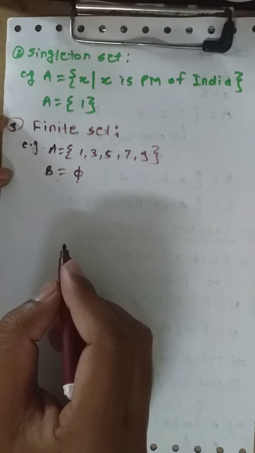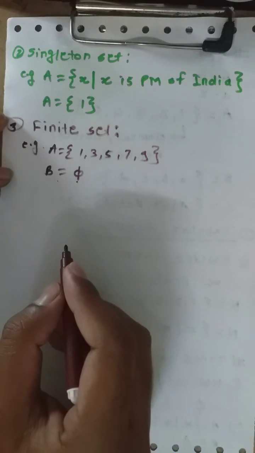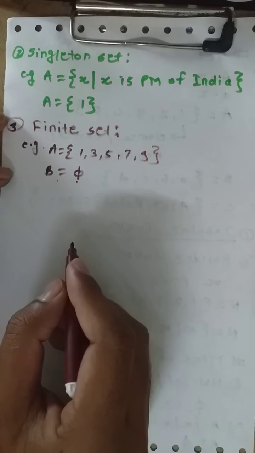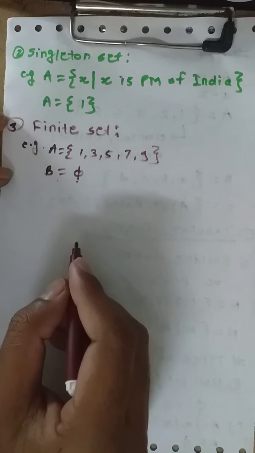So how can we define it? We can define the finite set: a set having a finite number of elements is called a finite set, and the elements of a finite set can be counted.